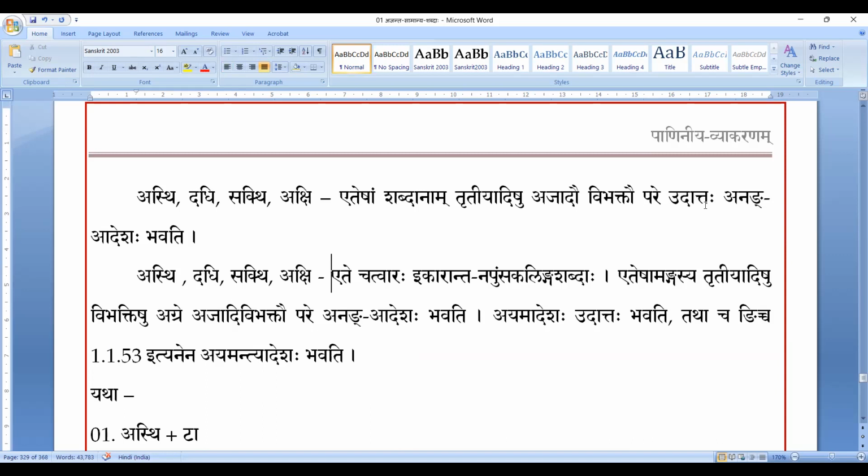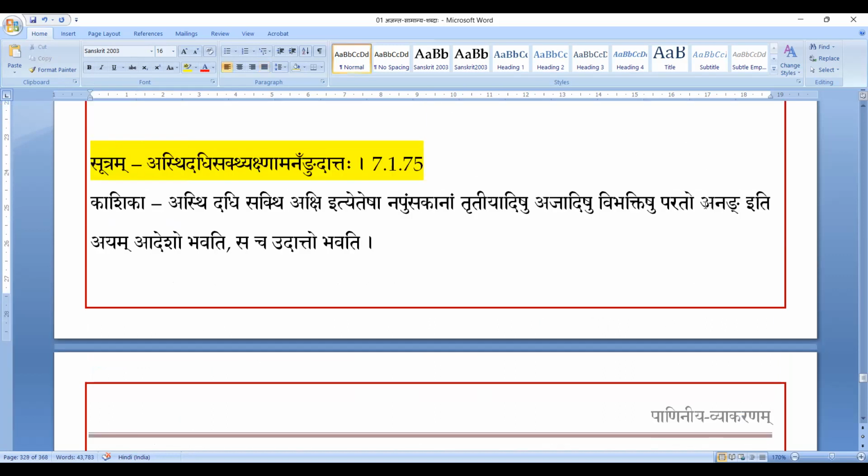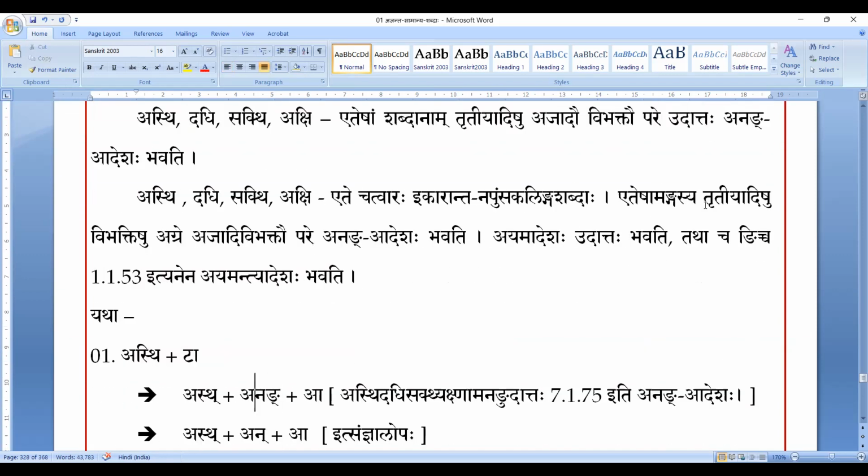Therefore, when Tritiyadishu onwards, Ajadi Bhakti Pratyaya Pare, Anang Bhavati. Nicha. So here you see the Udataha given in the sutra. Nicha by that paribhasha, Ayam Antyadeshaha. Antyasya alagastane bhavati. So asti plus ta, Ajadi Bhakti Pratyaya Pare. The sutra asti dadi sakti akshi. This is in Shashti Bhakti: asti dadi sakti akshnam. Right? Akshnam is Shashti Bhakti of Akshi Shabda. This is Bhagavachanam. Therefore, Stani. Therefore, Anang will come in the place of the last letter of the Stani, which is Ikara of Asti.